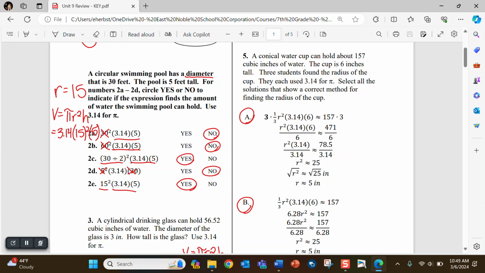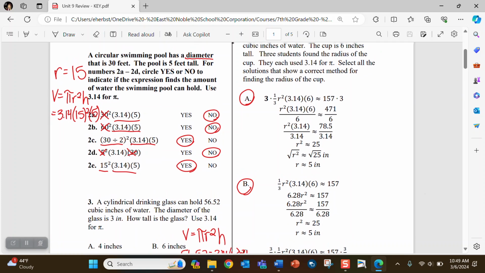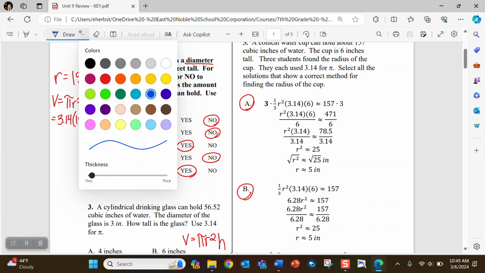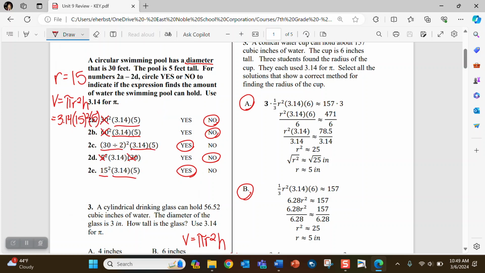And the 2 correct answer choices are A and B. So really what I want to point out is just the differences. In letter A, what they do here is they first multiply by 3 on both sides. That cancels out that 1/3. So you'll notice in the next step that 1/3's gone.